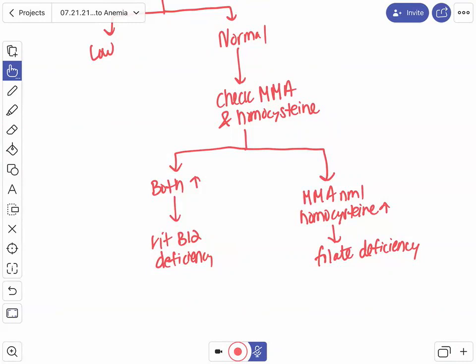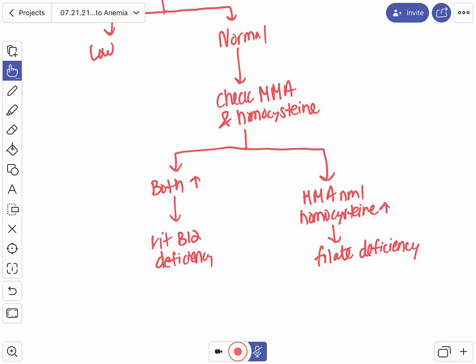Questions on this part of our algorithm? Okay. I have a couple of things to ask some points about this for the crowd. So when we're talking about B12 deficiency from a pure dietary deficiency, meaning you're not getting enough that's even entering your body.